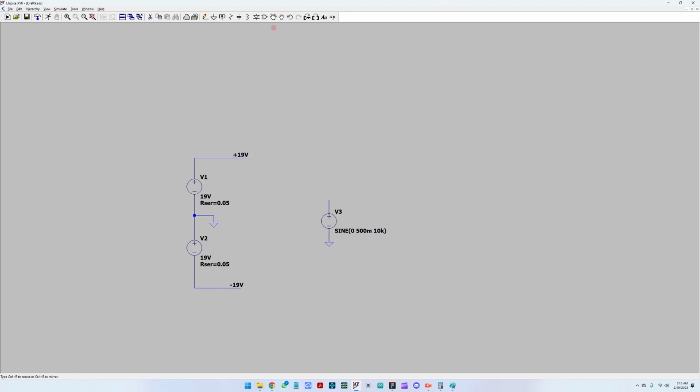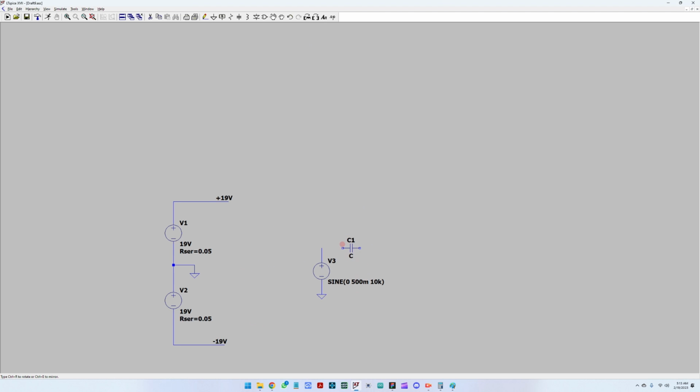Okay, and for the coupling, we are going to use a capacitor here that will isolate the DC voltage from the signal generator from the circuit. So I'm going to just place this capacitor here. Let's go with a 100 nanofarads capacitor here.